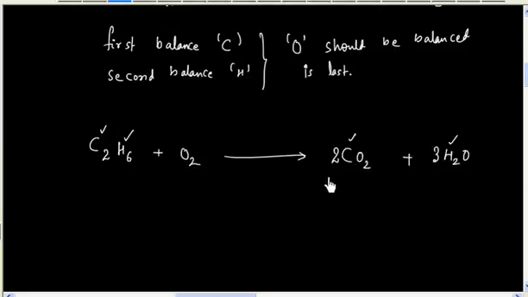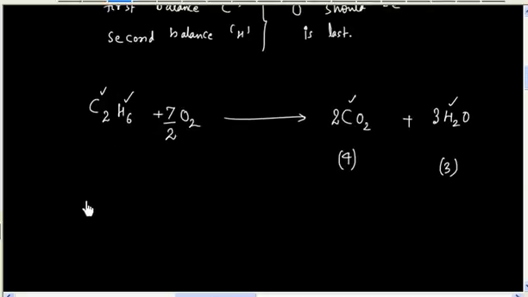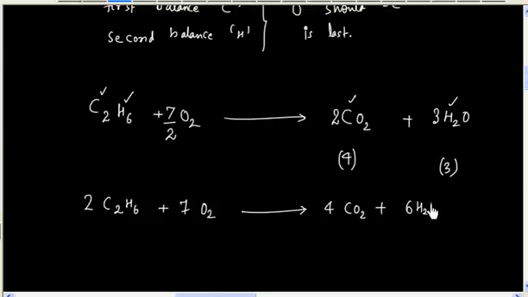And in the last we have to balance oxygen. So we have 4 oxygen here and 3 oxygen here. So total we have 7 oxygen. So this means if I multiply this by 7 by 2, we will have a balanced equation. You can basically multiply by 2 throughout. So you have 2C2H6, 7O2, and this will give 4CO2 plus 6H2O.